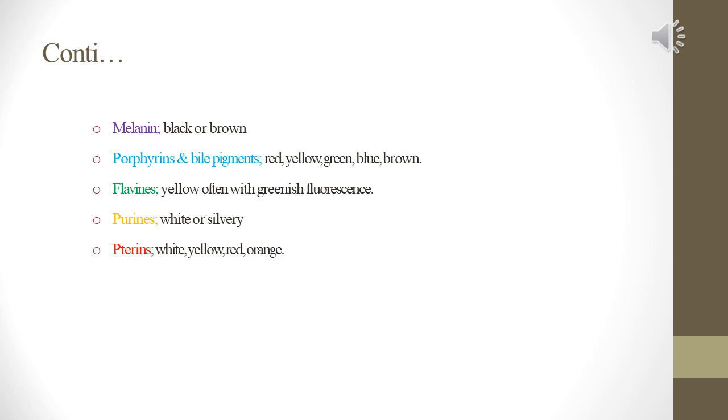The other biochromes include the melanin pigment, porphyrins and bile pigments, flavins, purines and pterines. Melanin mostly shows the black or brown color, while the porphyrin and bile pigment show red, yellow, green, blue and brown color. Flavins often show yellow, often with greenish fluorescence.